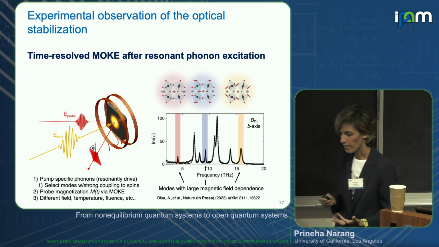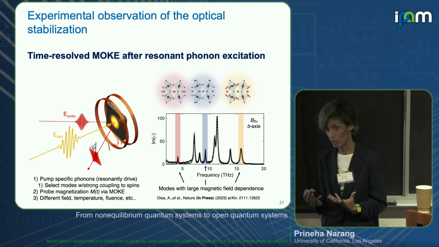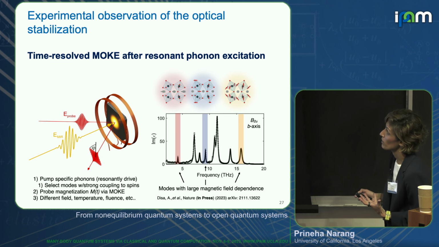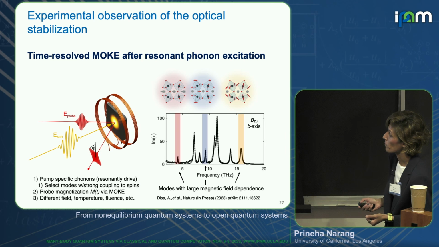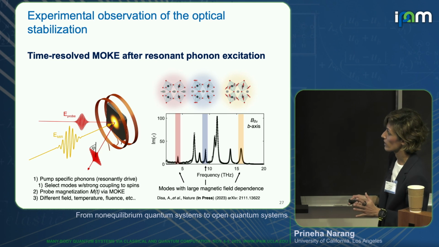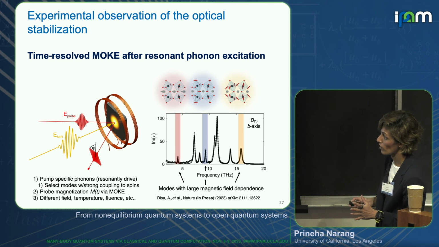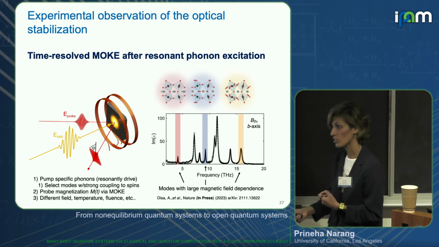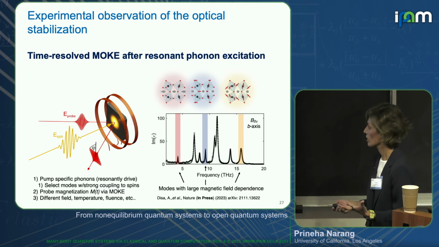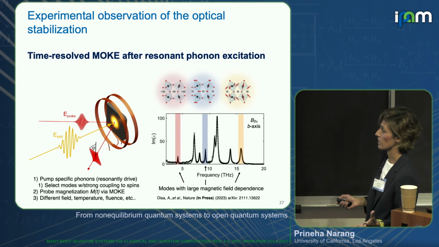So to show you that, how am I going to measure it? How am I going to actually establish this? This measurement is going to be a time-resolved magneto-optic Kerr effect, MOKE. And the concept here is I pick specific phonons. They're resonantly driven. Remember, we have to coherently drive these. We have to actually select these modes. Now you might ask, how did I select the modes? We pick the modes with the largest magnetic field dependence.